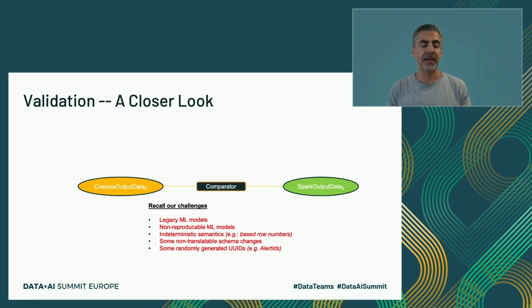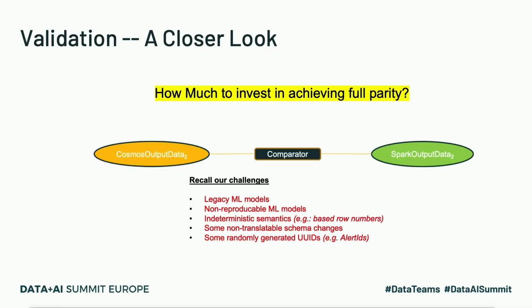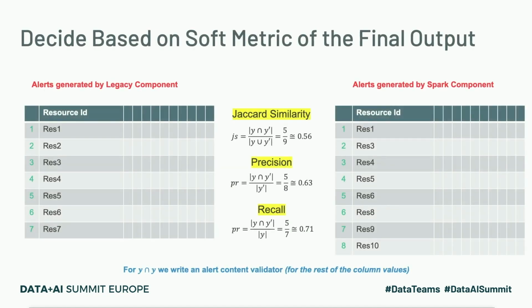Furthermore, some of the semantics are not completely deterministic, like for example, selecting top K, where some values could be equal, as mentioned. Some schema translations could result in results not being always the same, and randomly generated UUIDs also cause a problem when you just want to syntactically compare results. So how do we deal with all this? And how much should we really spend on this comparator logic to make sure that the parity is full and accurate? We try to achieve high parity, but if the parity is not perfect, we could go to the final output results and see.